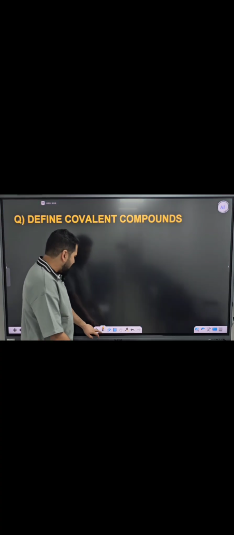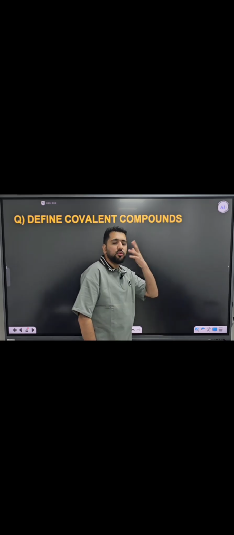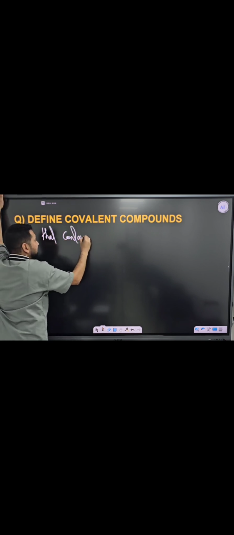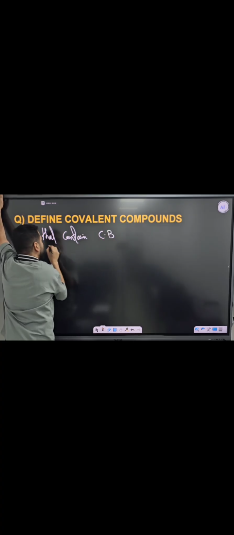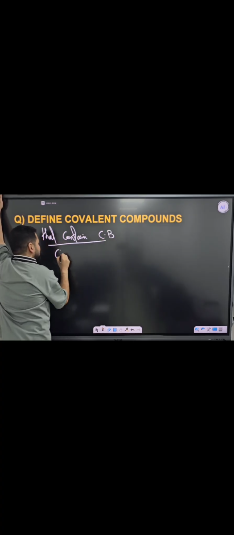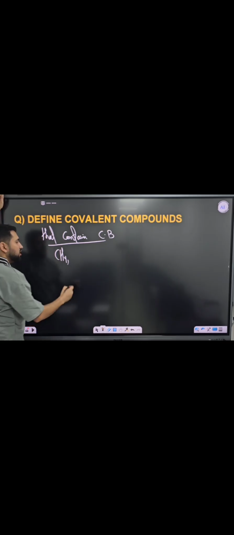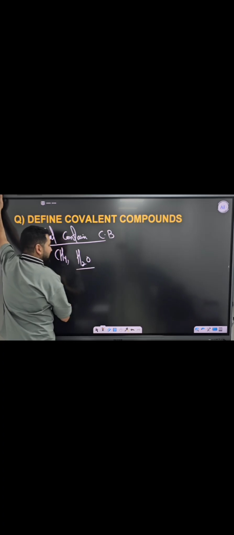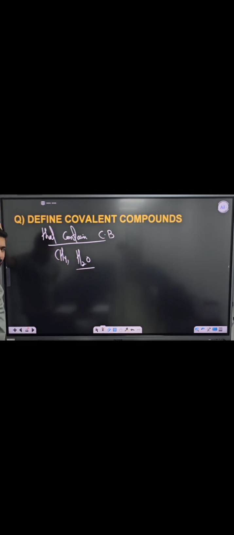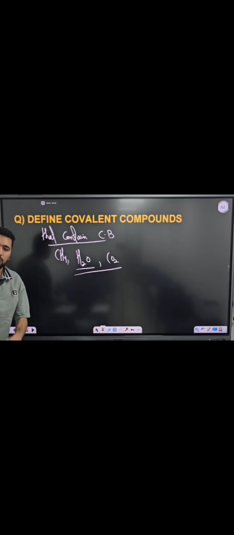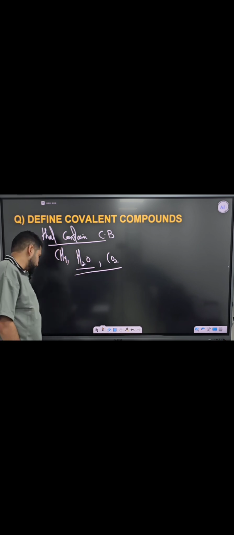Now guys, what are covalent compounds? Quite easy. Covalent compounds are the compounds that contain covalent bonds. They are called covalent compounds. For example, CH4, it's a covalent compound. Methane, a few minutes back I told you, wherever there is mutual sharing of electrons. For example, H2O, it's a covalent compound, clear? If I talk about CO2, again, it's a covalent compound. Why? Because there is mutual sharing of electrons, right?